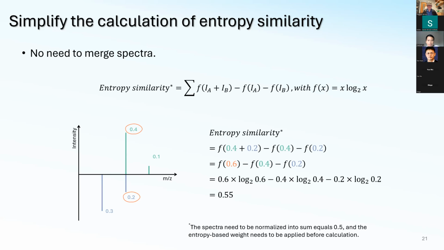You can calculate the values, and then you get the entropy similarity. And I believe with this formula, it's really easy to calculate entropy similarity. This formula avoids the spectrum merge, and it can save a lot of time. It always gives you the same result as the previous entropy similarity formula.